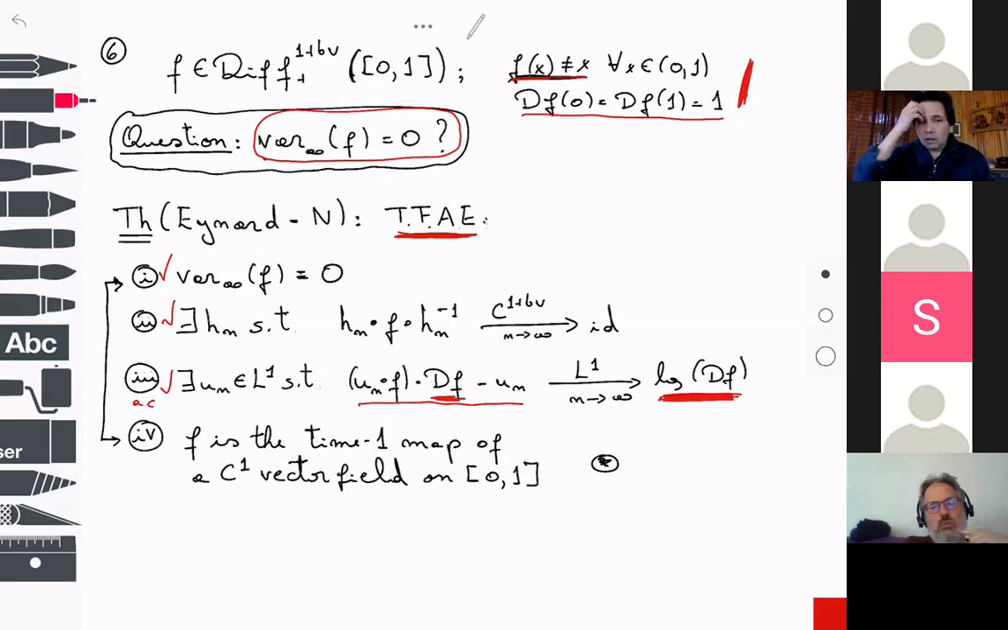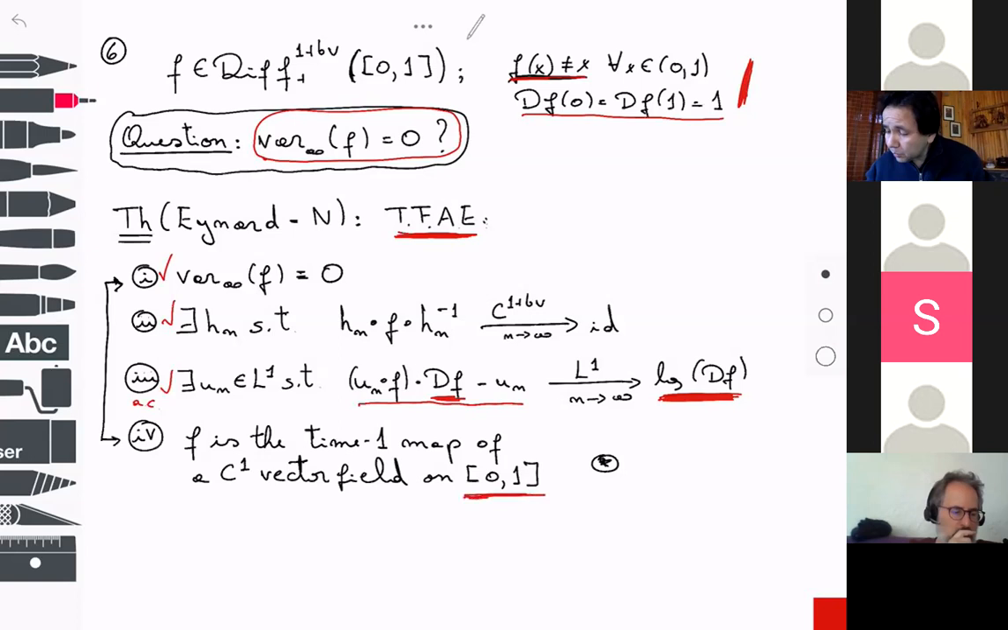And it is not very hard to see that two and three are equivalent, because if you take the derivative and the log of the derivative, what you get is exactly three, okay? And you can go back and forth between these two conditions. And the new issue here that doesn't appear for the case of the circle is four. The condition four is that F is the time one map of a C1 vector field defined on the closed interval. And this is very important, the fact that I consider the closed interval.